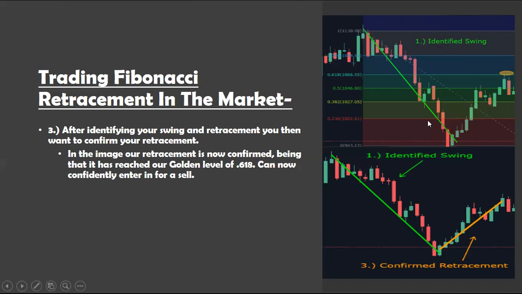So we have a swing low, and then price retraces all the way up to the 0.618 level, how we like it, and that's a perfect entry for a sell. And usually your stop loss would be like up here, right up here. All right, so that's how you want to trade using the Fibonacci retracement tool.